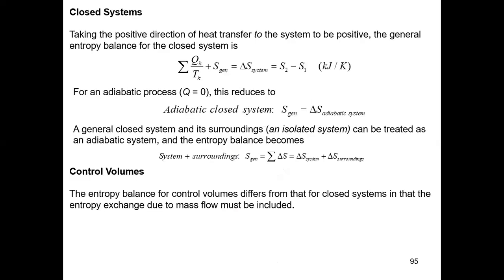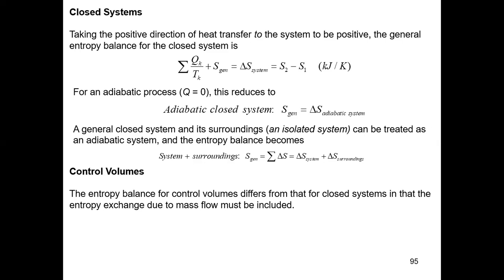irreversibilities are there. So, taking the positive direction of heat transfer to the system to be positive, the general entropy balance for the closed system is the summation of Qk by Tk plus S generated is equal to delta S system, which is S2 minus S1. For an adiabatic process, Q is 0. For an adiabatic closed system, S generated is equal to delta S, the change in entropy of the adiabatic system.